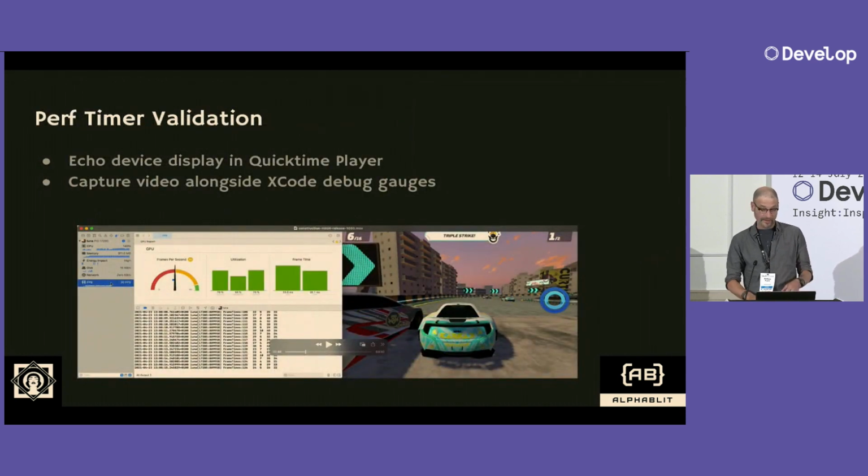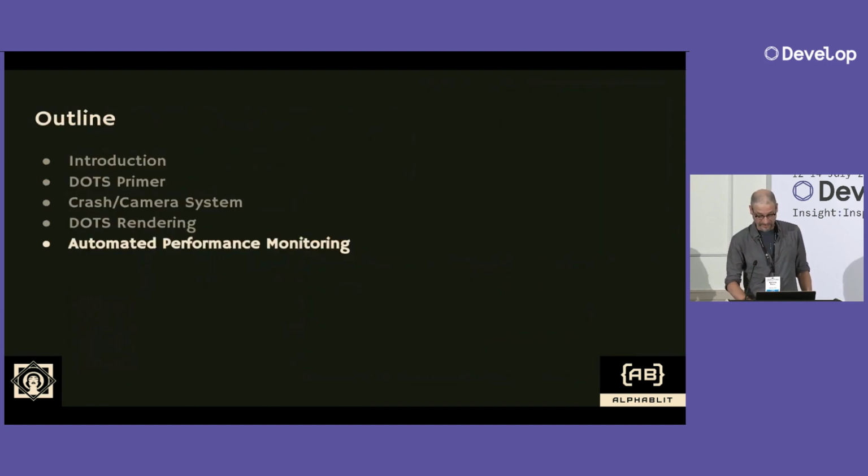The last point I just wanted to make is you can also validate these perf timers. This is quite a good technique. You can basically use the QuickTime player to mirror your screen on your Mac, and then actually capture video alongside the performance gauges in Xcode, and it can really give you some good insight as to where your performance problems are coming from. That's all I had to speak to you today about.